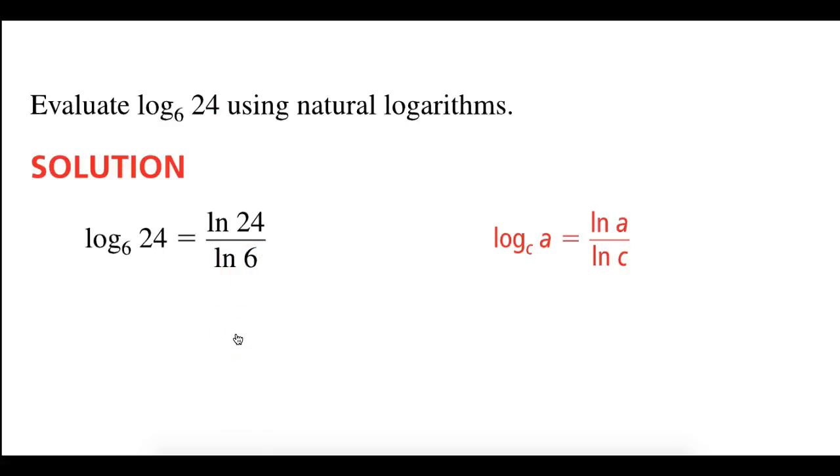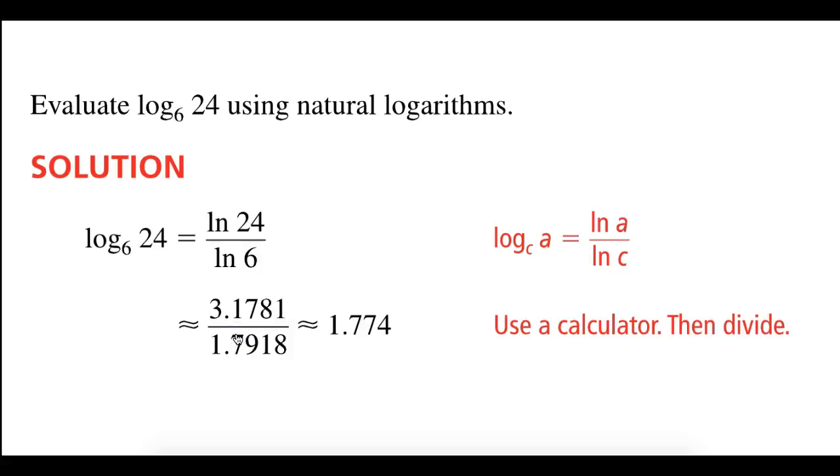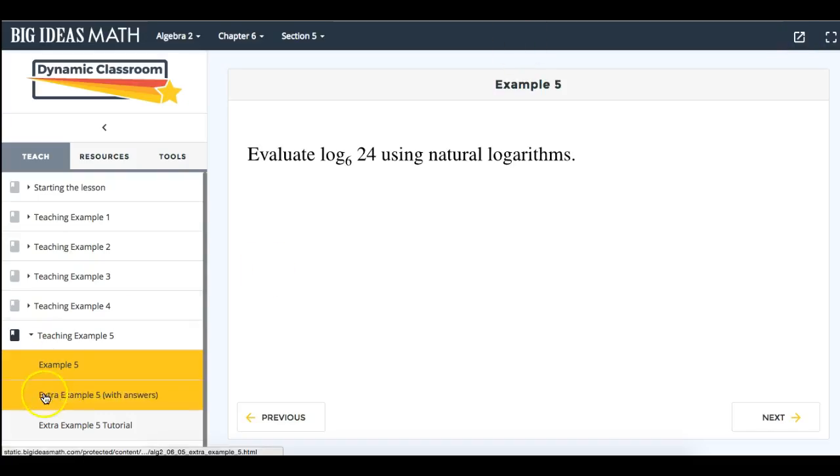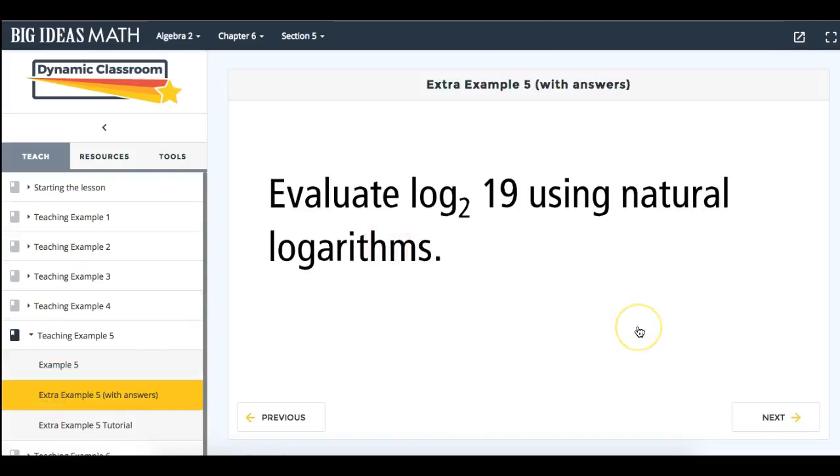And you would do this on a calculator. You've got your natural log button. Just hit ln 24 divided by ln 6. You should get roughly 1.774. If your calculator is not getting these same amounts, you may want to check the mode that it's in, make sure everything is good on there. Okay, again, you can go back and rewatch this if you have any questions on this. The second problem that I want you to do is this right here. Evaluate log base 2 of 19 using natural logs. And then go ahead and type your answer in.